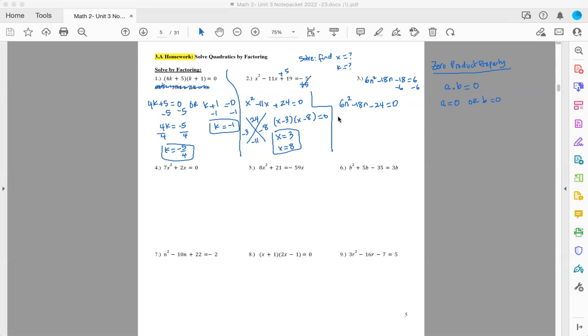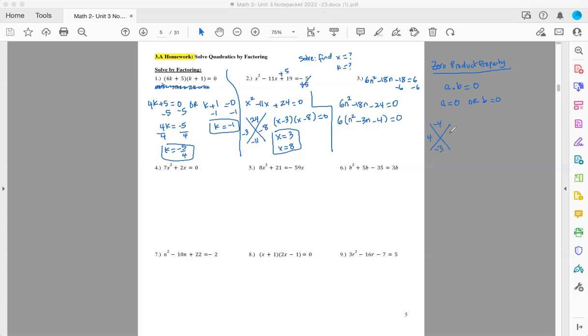So in this case, we look at 6n squared, negative 18n, and negative 24. And we can see that 6 is actually the highest common factor, or the greatest common factor. And this leaves us with n squared minus 3n minus 4 equal to 0. And now we can factor only this portion, which should make it easier, because with this, we can ask ourselves what two numbers multiply to negative 4 and add up to negative 3.